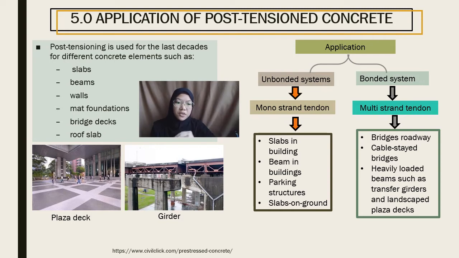monostrand tendon will be used in slabs in buildings, beams in buildings, parking structures, and slabs on ground. For the bonded system, it uses multi-strand tendon and it will be used on heavy-duty structures, structures which will hold more loadings in a building. For example, in bridge roadways, cable-stayed bridges, and heavily loaded beams such as transfer girders and landscape plaza decks.